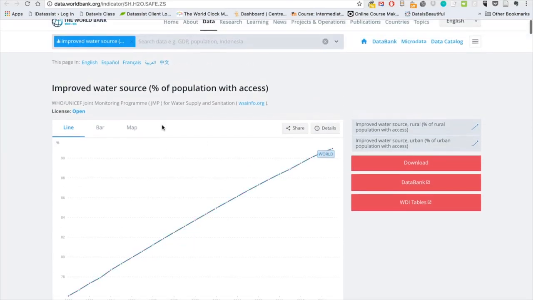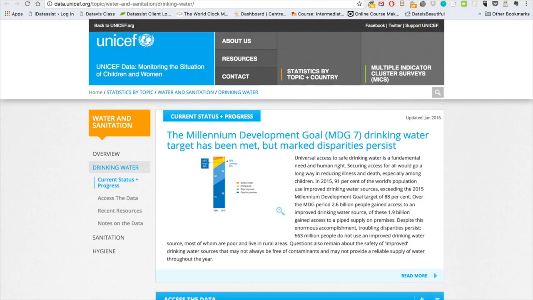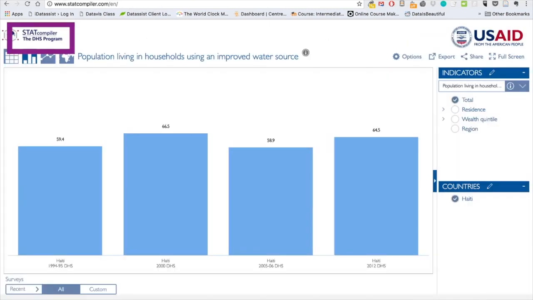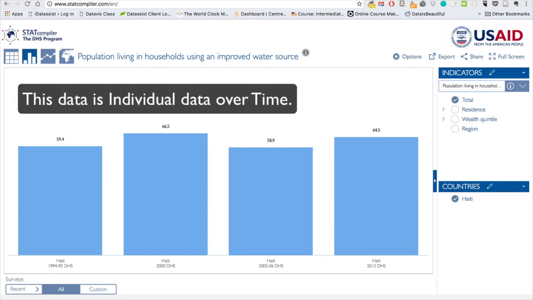Here's the World Bank. Here's UNICEF. Here is water.org. There's many different places that have data on water, and we settle on the DHS program that's run by the USAID. One of the reasons that the DHS program data is so valuable is that they collect data on individuals and households over a long amount of time.